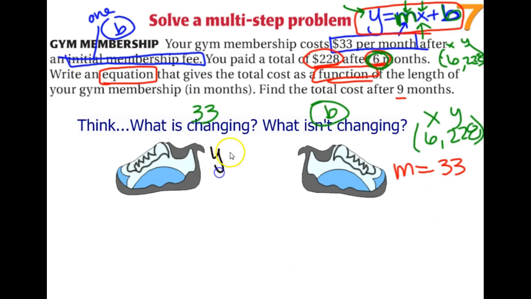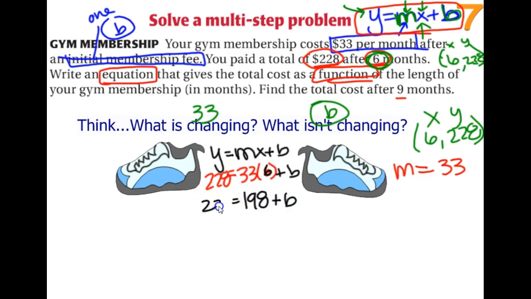So we're going to use the equation y equals mx plus b and plug in what we know. x is 6, m is 33, and y is 228. And we're trying to figure out what b is. So it's 33 times, that's a 6 there. I'm going to plug that in my calculator. 33 times 6 gives me 198. We are trying to find our initial membership fee. We don't know what that is. It's the only thing we don't know.